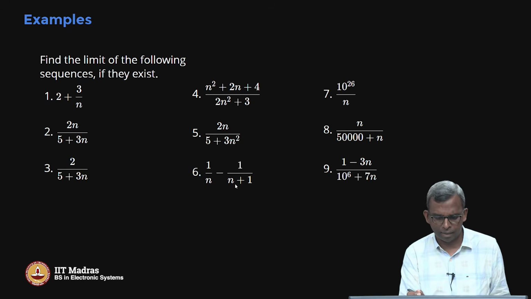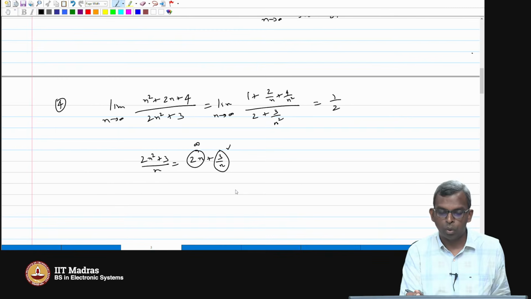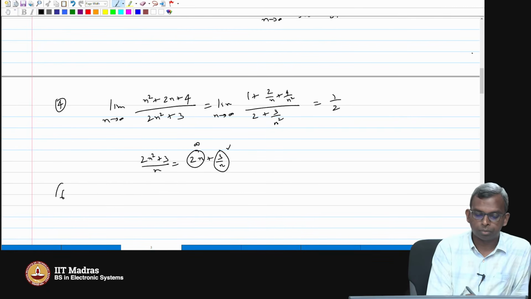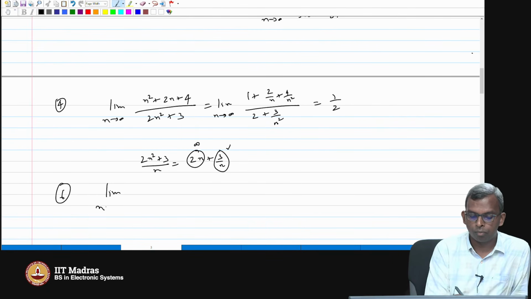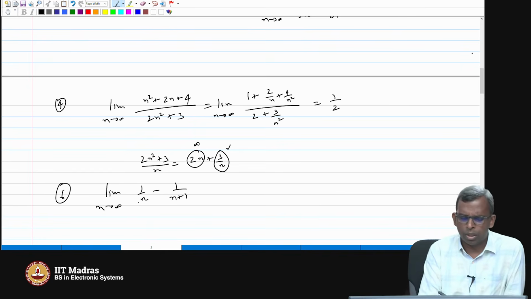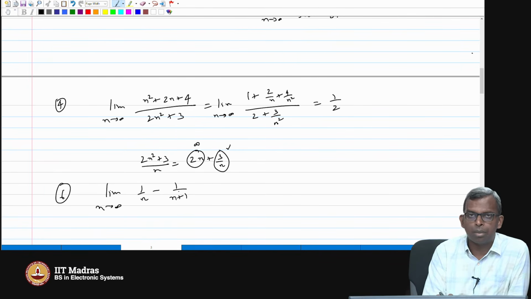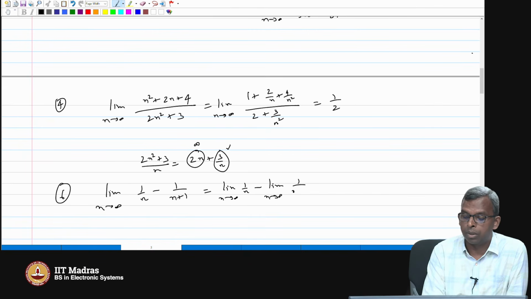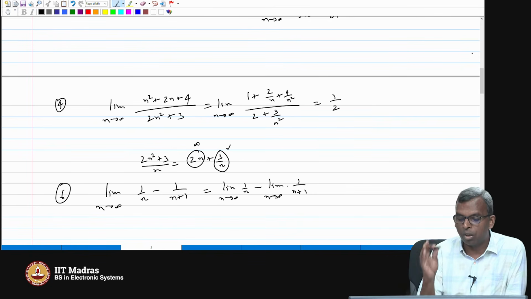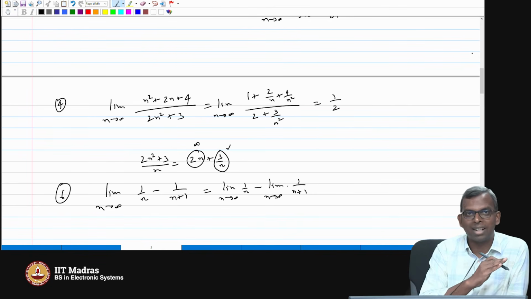Let's do 6. 6 is a slightly more interesting looking problem. 1 by n minus 1 by n plus 1. There are various ways in which you can do this. You can take the limit inside the subtraction. So you can see that this will be limit as n tending to infinity 1 by n minus limit as n tending to infinity 1 by n plus 1. Whenever you do this distribution, you have to keep watching out. If you get some infinity somewhere, you have to pause. It's gone wrong, go back and redo it.